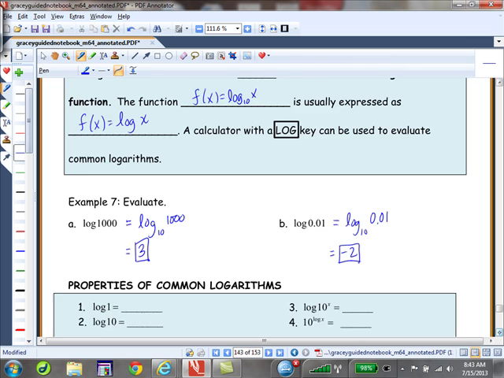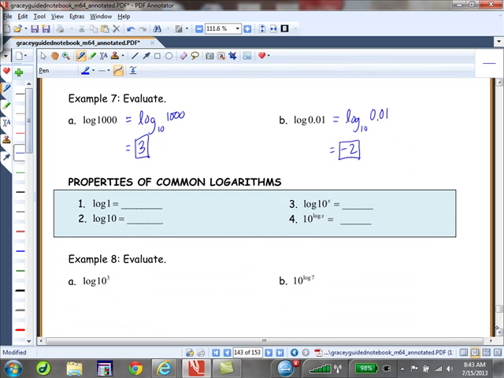Properties of common logs are going to be very similar. Log 1: the power to which we raise 10 to get 1 is 0. Log 10: the power to which we raise 10 to get 10 is 1. And again, when you're evaluating the common log at a base 10 exponential, you get what's in the exponent. And if you're evaluating an exponential expression with base 10 at a common log, you get what's in the log.